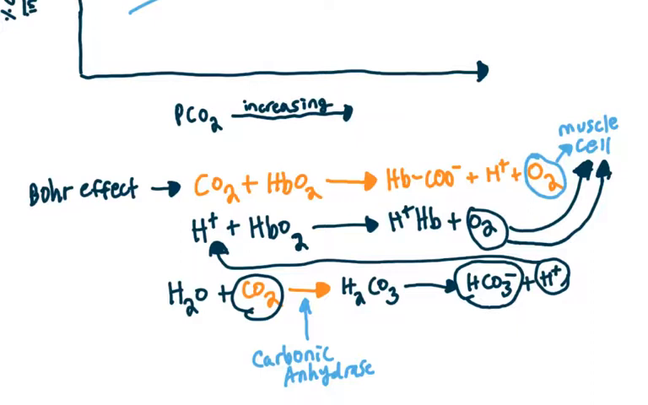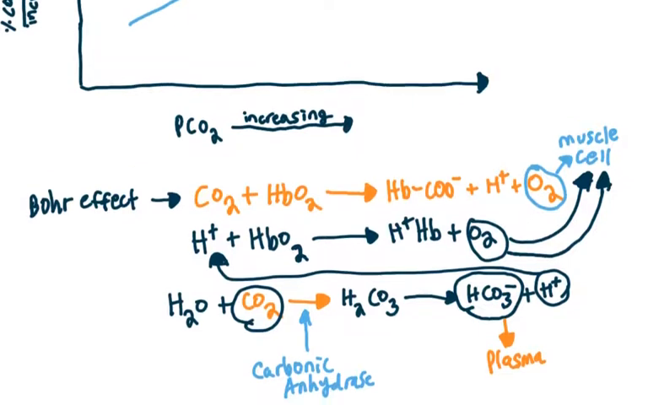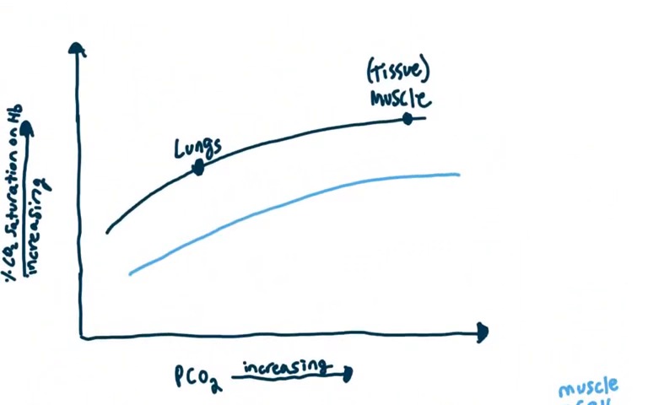All right, so one other thing we said is that once this reaction happens, most of the bicarb generally goes into the plasma and will come back into the red blood cell near the lungs. All right, so let's go and see what happens in the Haldane effect. The Haldane effect is the opposite.